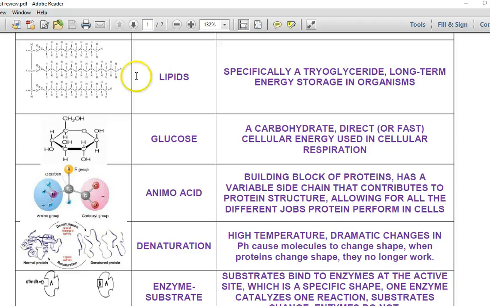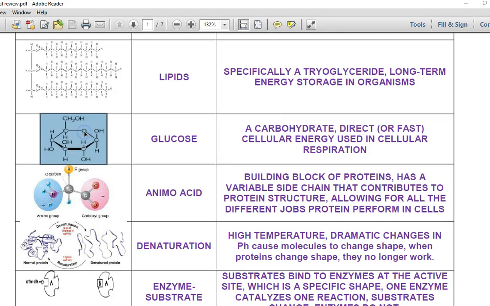Our next diagram, lipids. This is actually a triglyceride. Sorry, that should be TRI. I don't know why it says that. And remember that lipids are long-term energy storage in organisms. So if they cannot use the carbohydrates at that point in time, they'll turn it into a lipid so that it can be stored later.